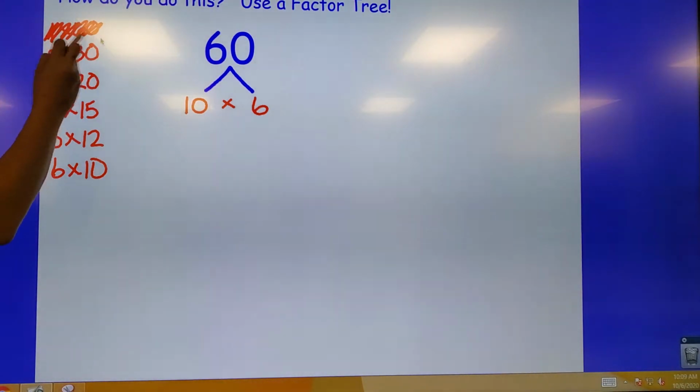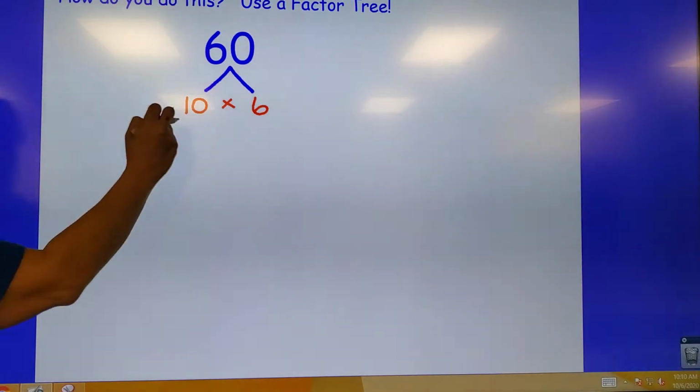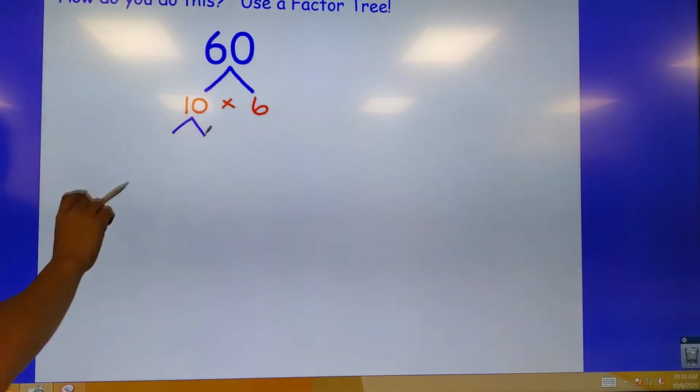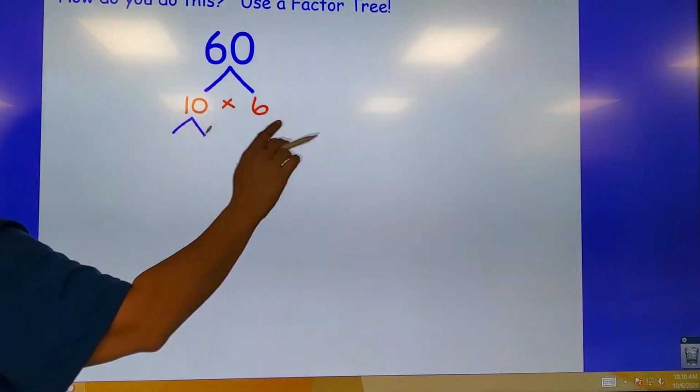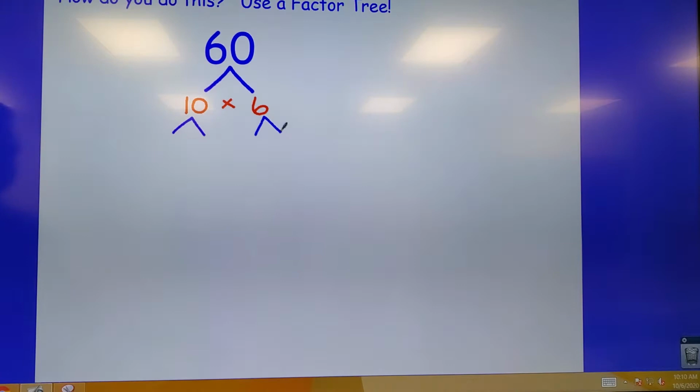All right, now that we have our 10 and our 6, I'm going to think about, is 10 prime? And no, 10 is not prime. So I'm going to do a tree off of the 10. And is 6 prime? No, 6 is not prime either. So I'm going to do a tree off of my 6.